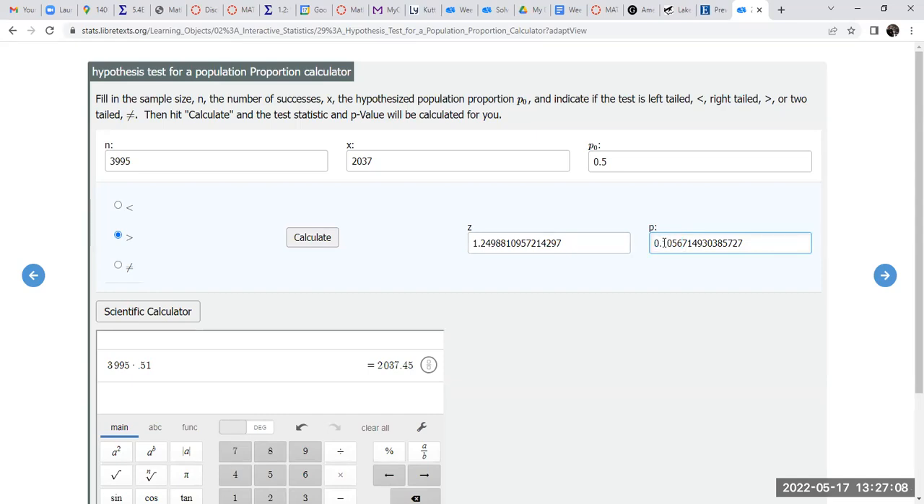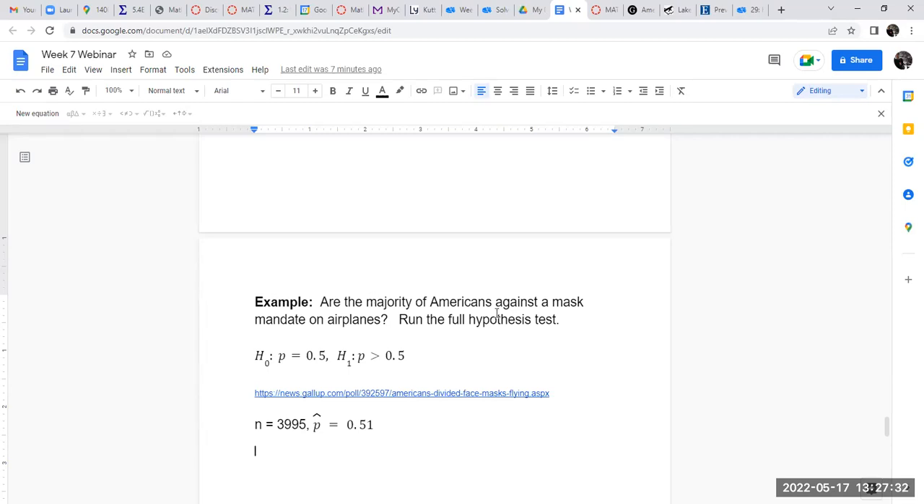Okay, so in particular, P is 0.10, so that means we do not have statistically significant evidence to conclude that the majority of all Americans, okay, now it's all Americans, not our sample, the majority of all Americans are against the mask mandate. Because that's what we're saying. Does that make sense? So that's the conclusion.